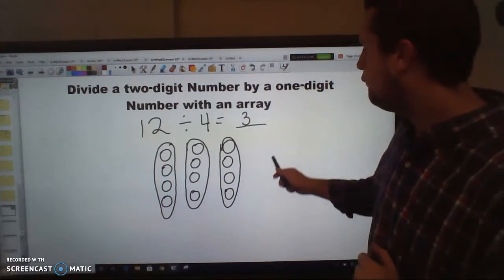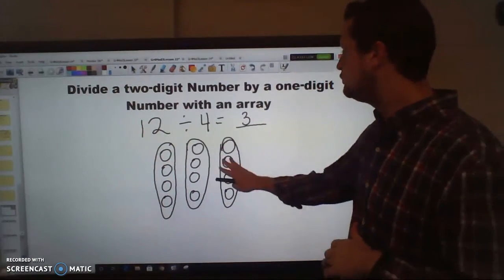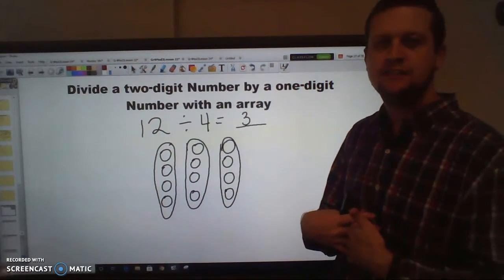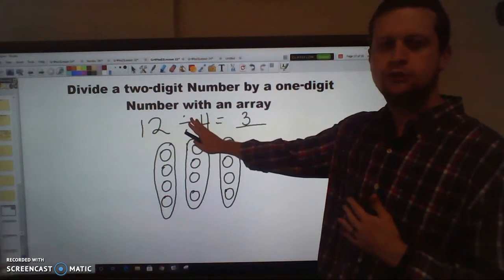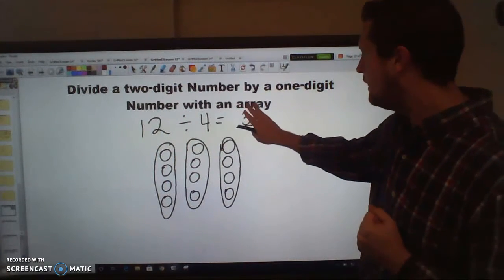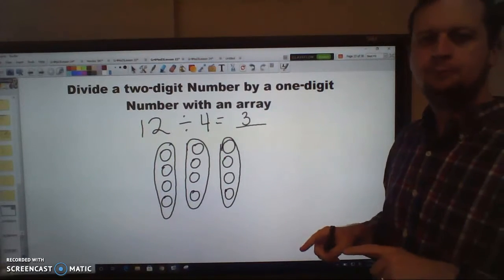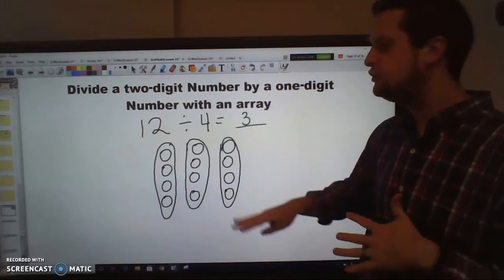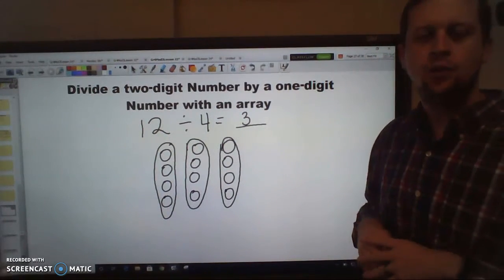So remember, when you're finding the quotient, you're looking for the groups that it made. So if I wanted to say this, 12 students were put into groups of 4, and it made a total of 3 groups. Okay? Now, division is the opposite of multiplication. So to check a division problem, we can use multiplication. You just go the opposite way.